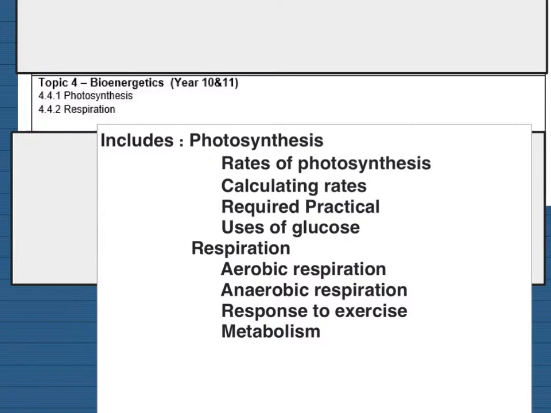Then we go on to respiration, so we're looking at aerobic respiration, that means with oxygen, and then anaerobic respiration without oxygen, and looking at the effects in both plants and animals. We then look at the response to exercise, so what happens in your body related to exercise and what happens if there's insufficient oxygen. And then finally we go on to metabolism to look at the reactions in the cell or body and to understand the importance of metabolism in your biological systems.